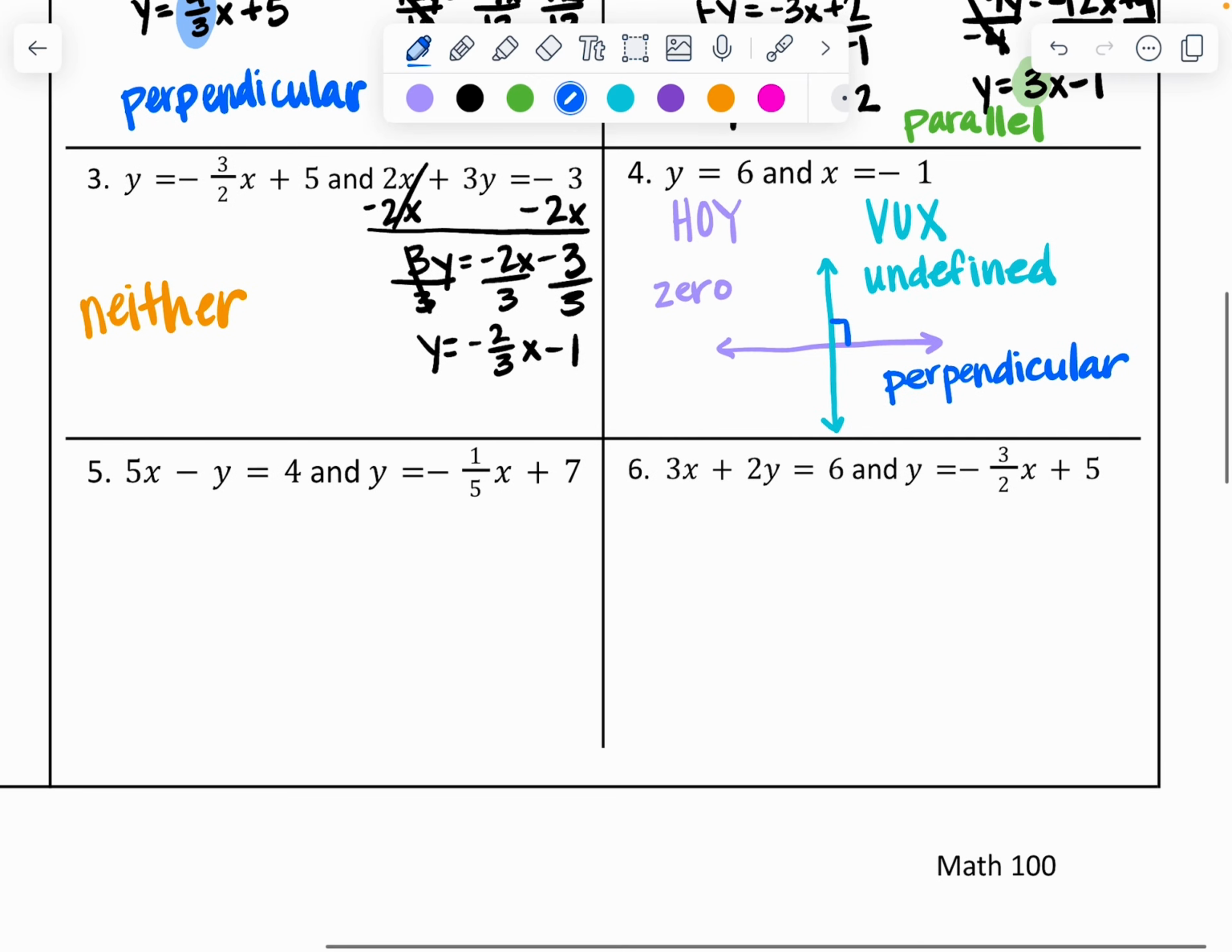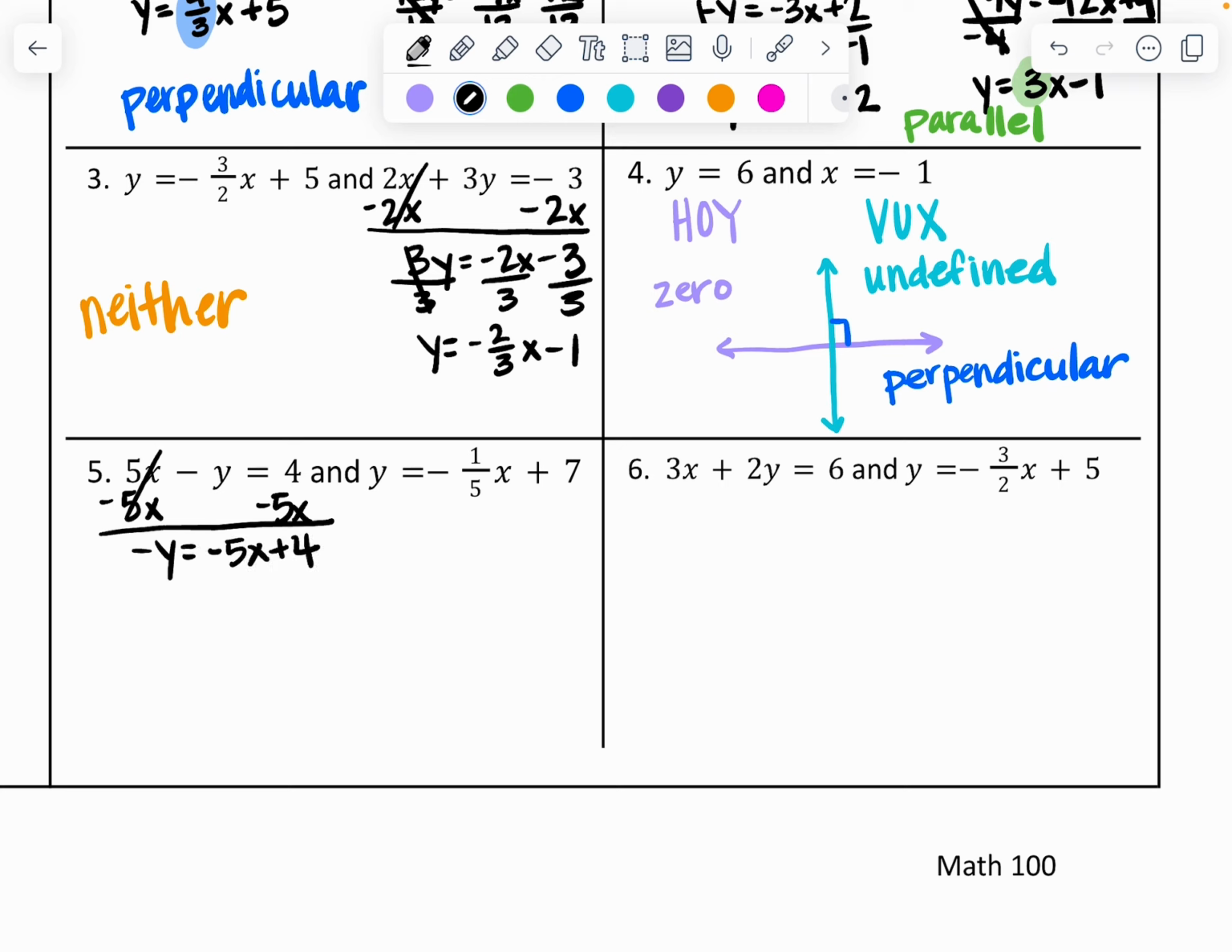Number 5. The second equation is already in slope-intercept form. I need to convert the first equation. Subtract 5x, divide by negative 1. Y equals positive 5x minus 4.